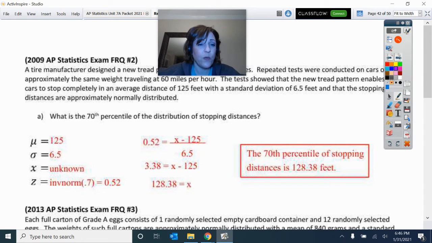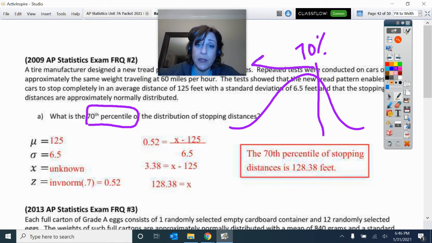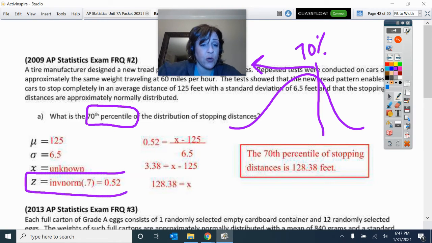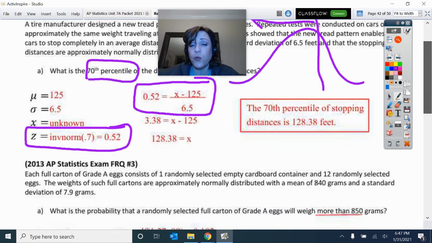All right, next we had this 70th percentile of the stopping distances. 70th percentile. Percentile means you had 70% at or below. If you were in the 70th percentile for height, you have 70% below you in height. So that's how we knew it was inverse norm of 0.7 to get that z-score. Then we set up our formula here, and then we solve for the x value, which means 128.38 would be the 70th percentile.